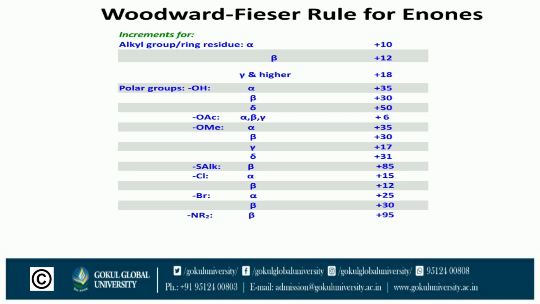Alkyl groups present, then the beta position, then the value is plus 85. Chlorine at the alpha position and the beta position continuously plus 15, plus 12. If bromine, then alpha beta have plus 35, plus 30, plus 25 and plus 30. And the NR2 group, then the beta position, then the value is plus 95.